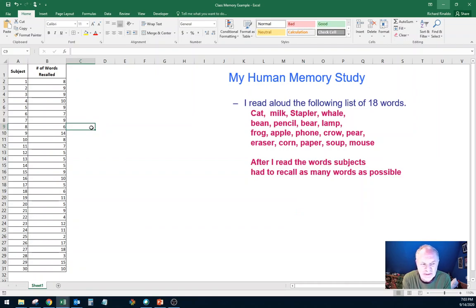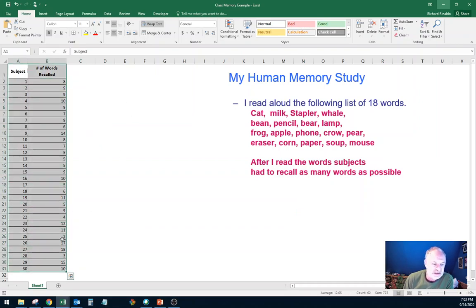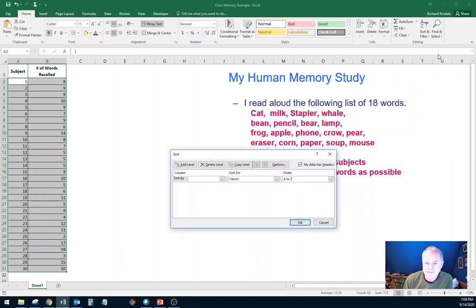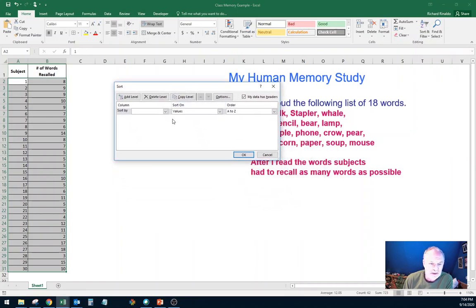So I'm going to create a frequency distribution. I'm going to count up the number of people for each number of words recalled. To make my job easier, the first thing I want to do is sort my data from lowest to highest. In Excel, there's a sort function, so I can do a custom sort. I want to sort by number of words recalled, from smallest to largest, and I click OK.